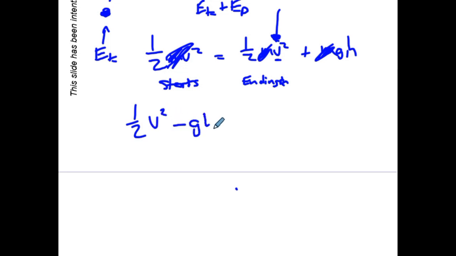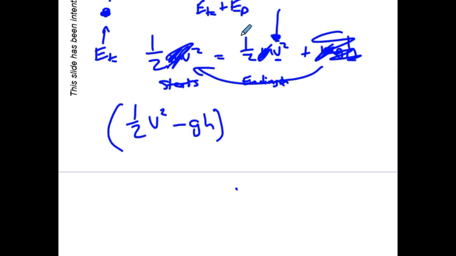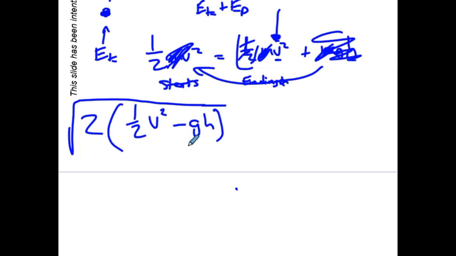You're going to minus gh. That's going to bring this gh over to that side there. The next thing you're going to want to do is take all of that and get rid of this 1/2 here by timesing it all by 2. And then when you're done, you're going to want to square root it all.